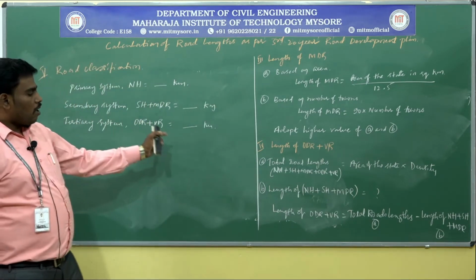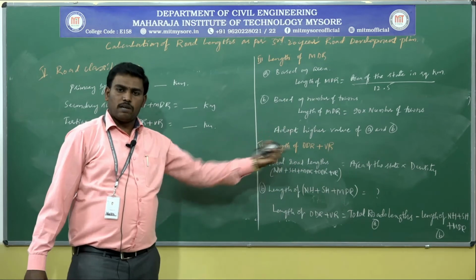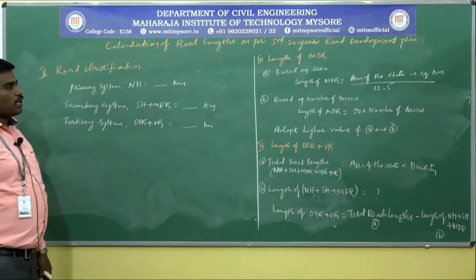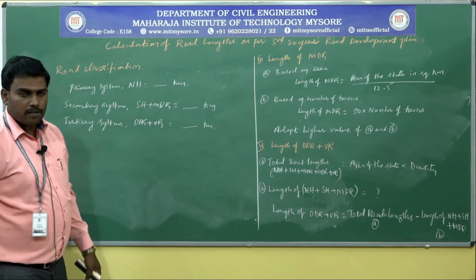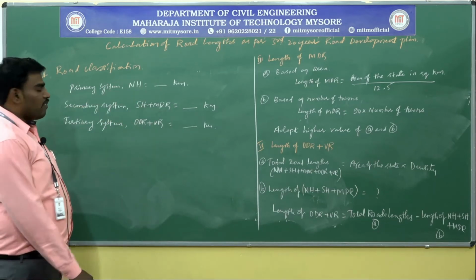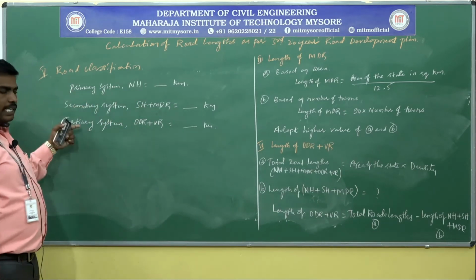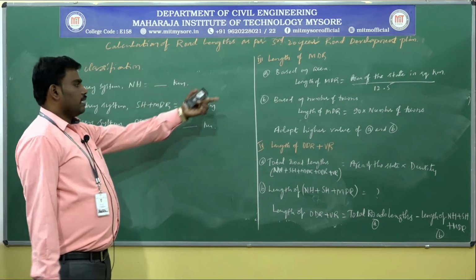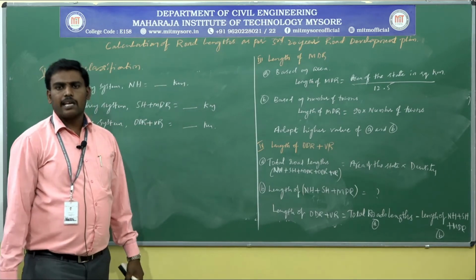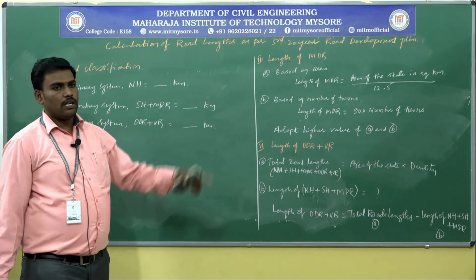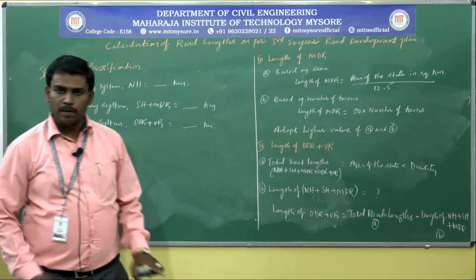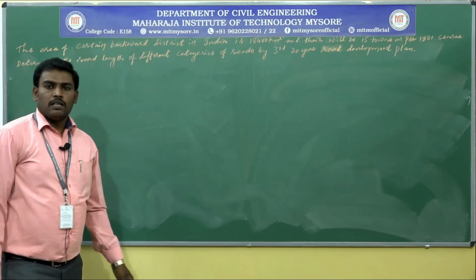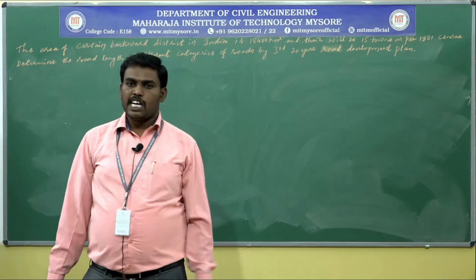Okay, if you end the problem at step number 4, you may lose marks, because this was the major part in the calculation of road length as per third 20-year road development plan. Because in the third 20-year road development plan, there is a modified classification of road system, that is primary, secondary and tertiary, that's why. Is it clear? Okay. So this is the way of calculation of road lengths as per third 20-year road development plan, and it's a very simple problem. Move on to the problems on calculation of road lengths as per third 20-year road development plan.